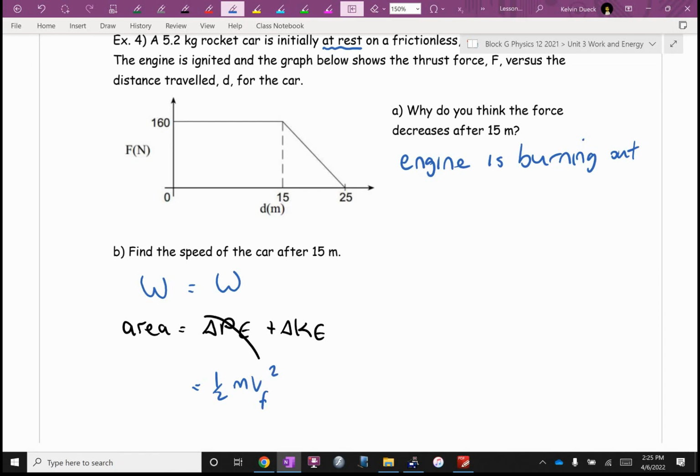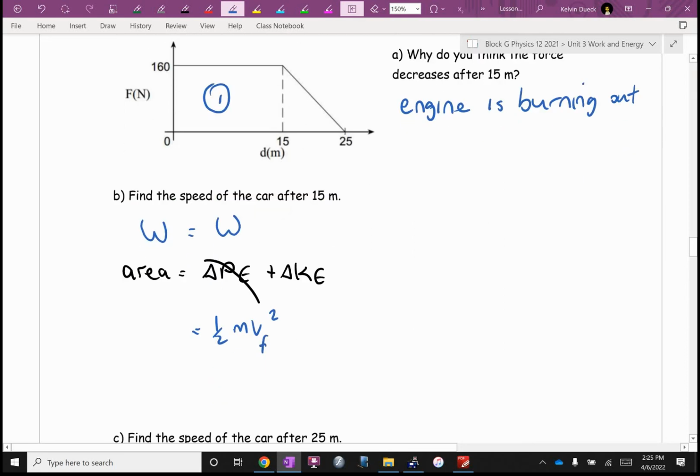On the left, I think I just need to get the area. Well, the first shape is a rectangle. How do I find the area of a rectangle? Length times width, or base times height, that's going to be 15 times 160. Oh, wait a minute. After how many meters, Taryn? We're done.